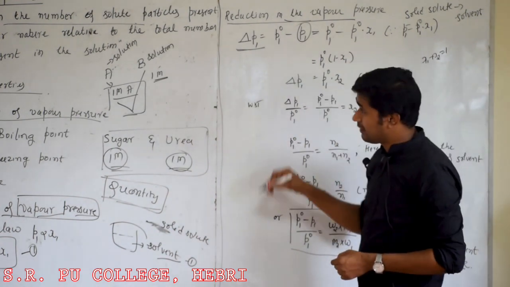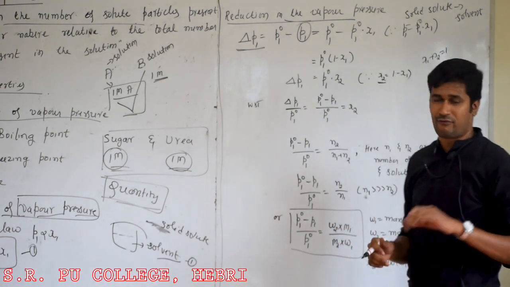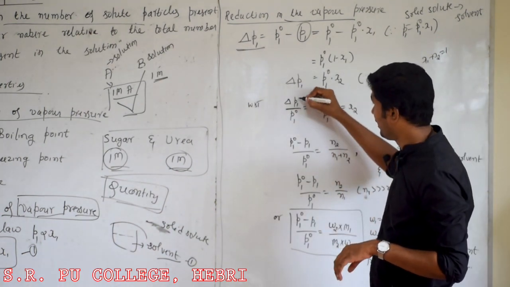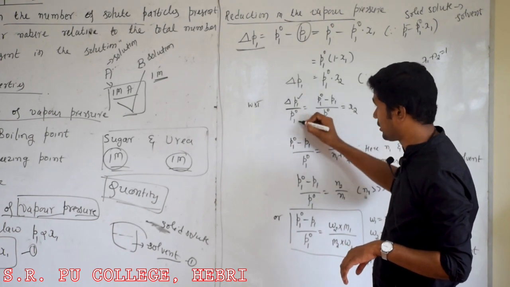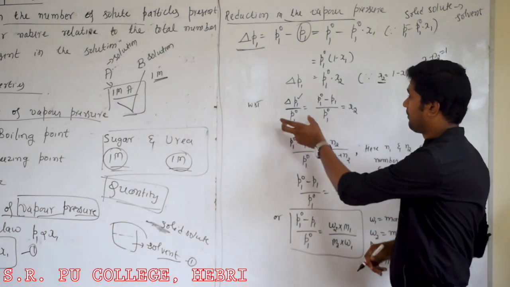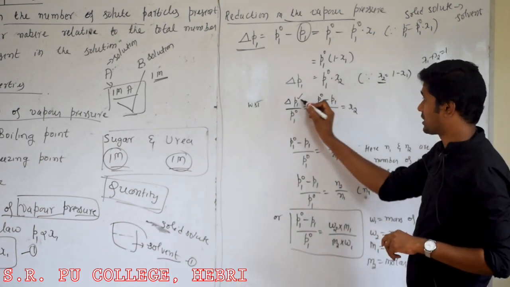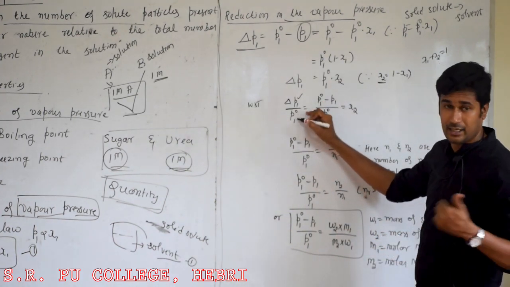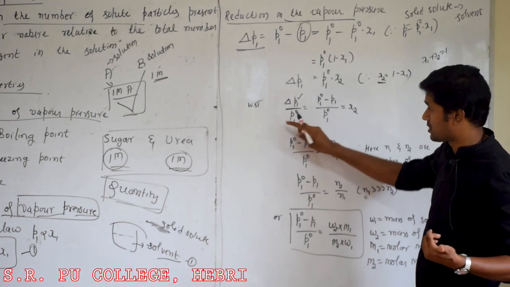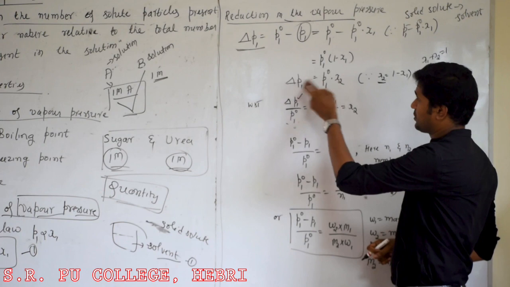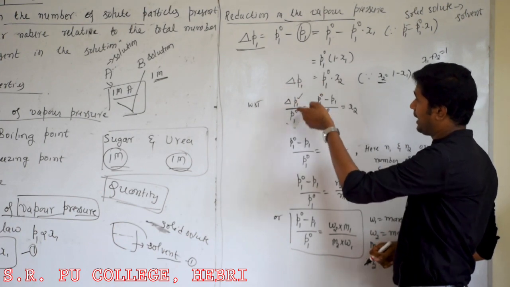Now I write the relative lowering of vapor pressure. Relative lowering means it's the ratio of the reduction in vapor pressure to the initial vapor pressure, the original vapor pressure of the pure solvent. Reduction in vapor pressure divided by what? The vapor pressure of the pure solvent. Here I just interchange the position of these two: delta P1 by P1 naught.